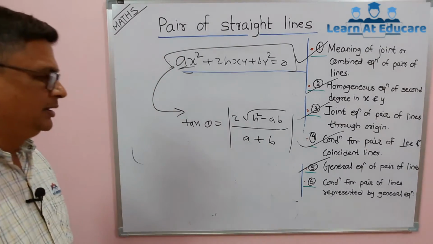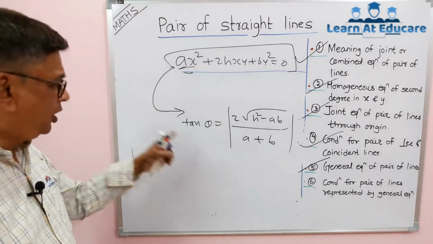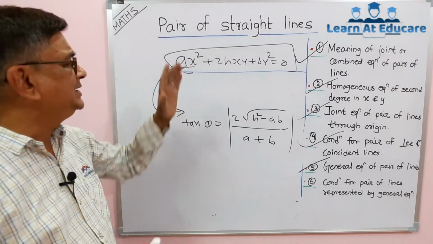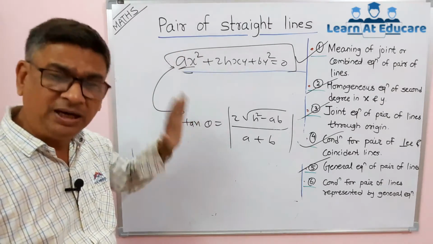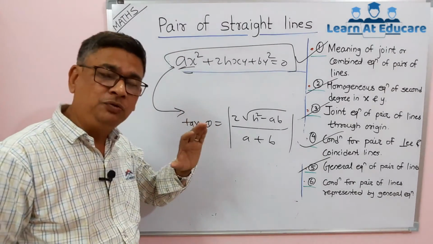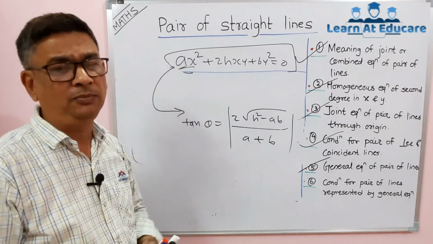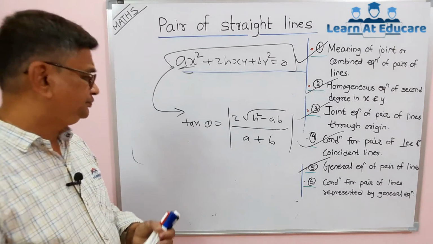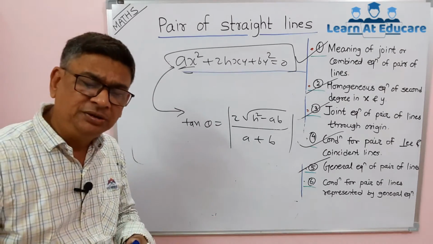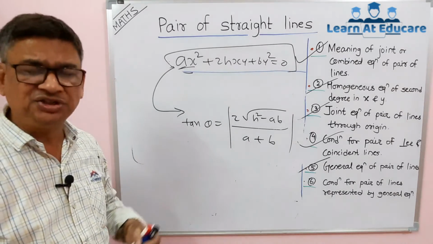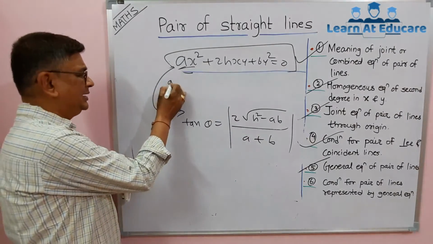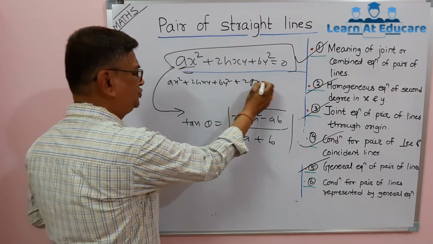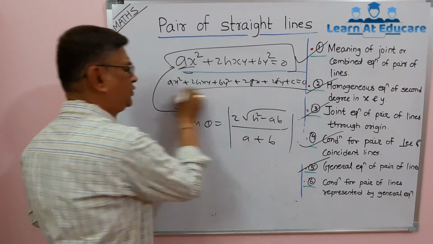Remember, this formula is not only for this homogeneous equation of pair of lines, that is, for lines passing through origin, but it is also for any two lines, meaning the general form also. And also it is required to remember, if the lines do not pass through origin, then their joint equation is, as mentioned, the general equation of pair of lines, and that is, I repeat, ax square plus 2hxy plus by square plus 2gx plus 2fy plus c equal to 0.